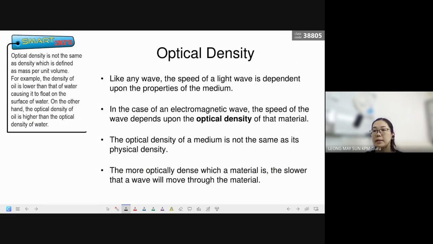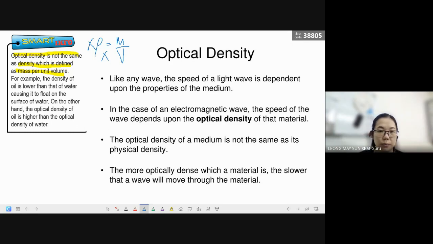Next, what is optical density? Optical density, as given in the textbook, is not the same as the density that is defined by mass per unit volume. Mass per unit volume means the symbol of density equals mass over volume. This is known as physical density. So when we talk about light wave moving in different optical density, we're not talking about the mass per unit volume, but it is actually a property of the medium.